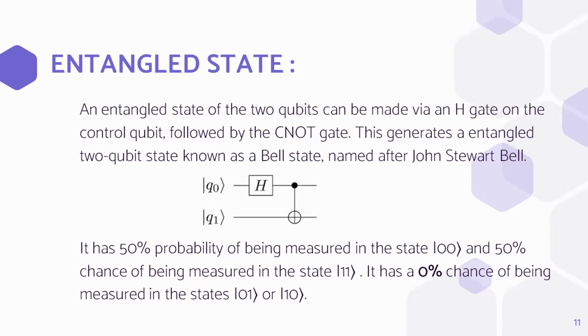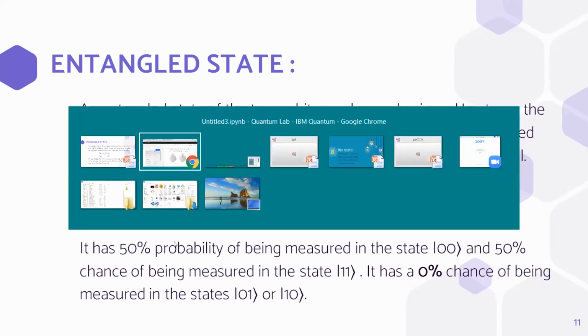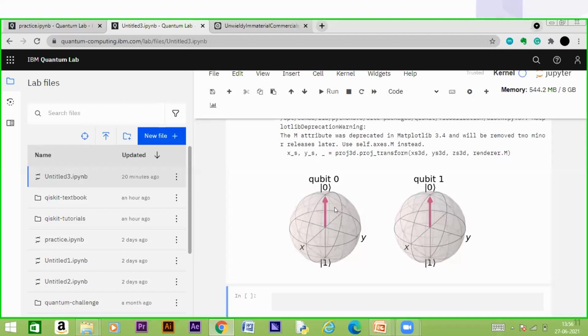So this combined state cannot be written as two separate qubit states, because although our qubits are in superposition, measuring one will tell us the state of the other and collapse its superposition. Even if we separate these qubits light years away, measuring one collapses the superposition and appears to have an immediate effect on the other. So now let's implement this entangled state in our quantum lab.